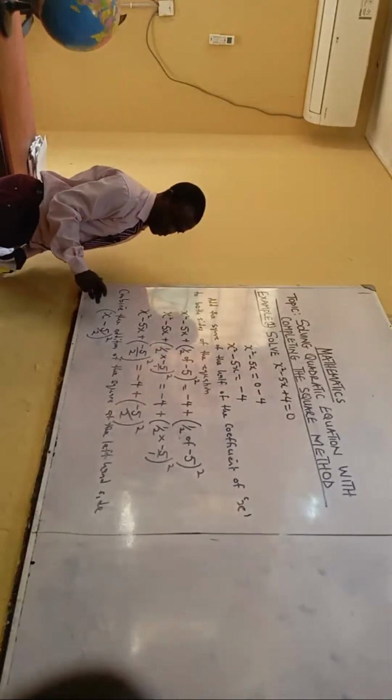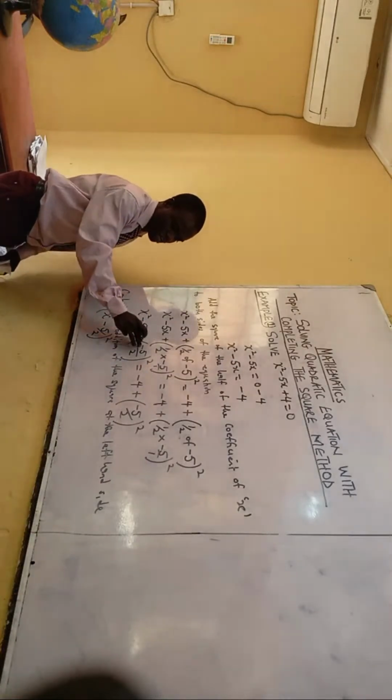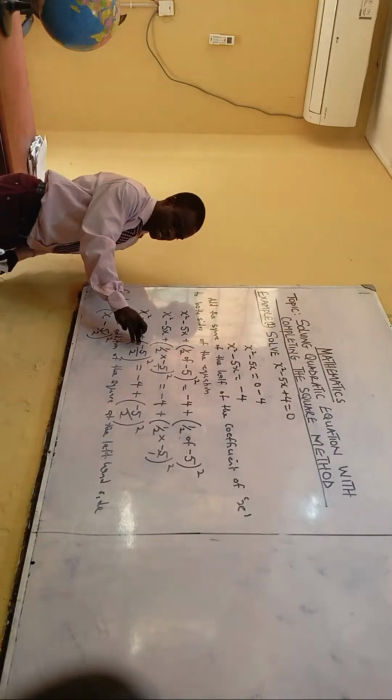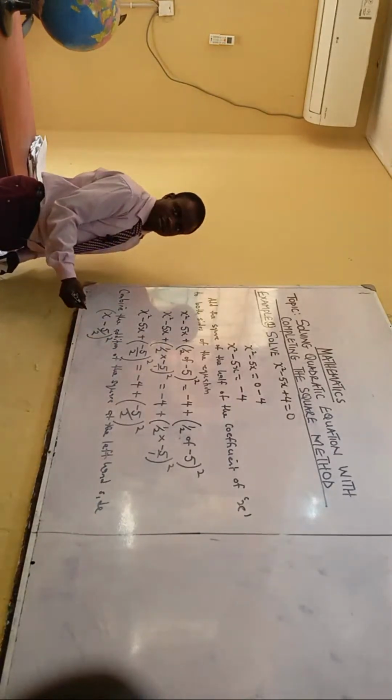Is that okay? Since you have a square, bring this together: x minus 5 over 2. If it is plus that is here, x plus 5 over 2. Bracket it and square. Is that okay?